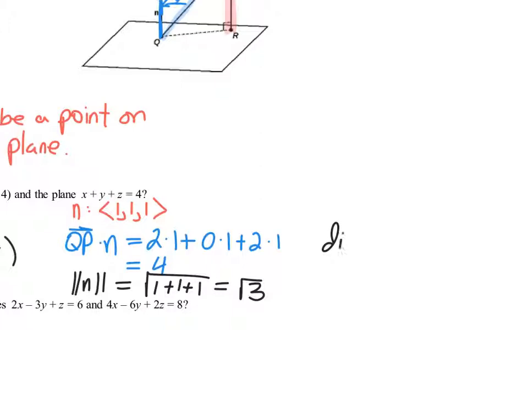So the distance would be the quotient of the dot product of QP and n, with an absolute value symbol over that. Absolute value often means magnitude, but sometimes it actually just means absolute value. What it's telling us in this case is if we got a negative number, drop the negative. In this case, it was positive, so we're good. So 4 over root 3.